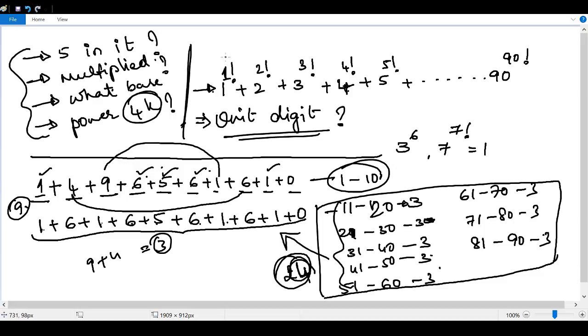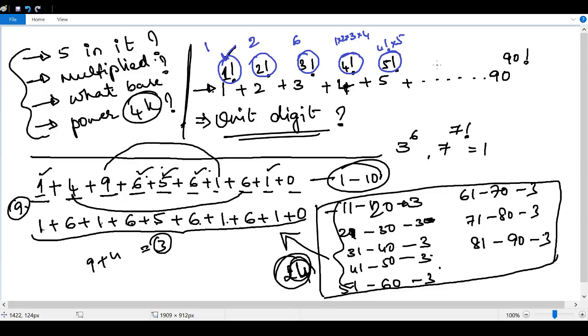Look at the values. 1 factorial didn't change. 1 factorial, 2 factorial, 3 factorial. 1 factorial is 1, 2 factorial is 1 into 2 basically, 3 factorial is 1 into 2 into 3. But when it comes to 4 factorial, it is 1 into 2 into 3 into 4. When it comes to 5 factorial, it is 4 factorial into 5.